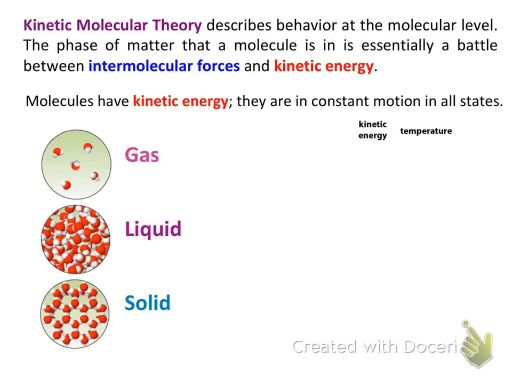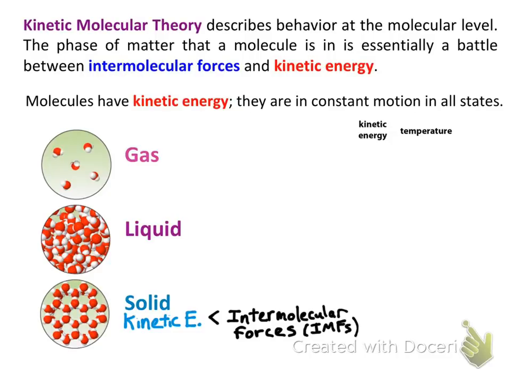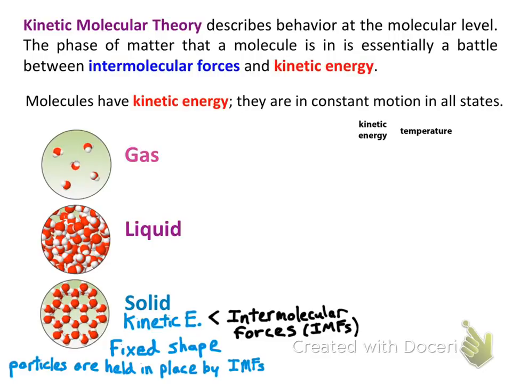With solids, the kinetic energy of the molecules is less than the intermolecular forces holding together the molecules. Solids are known for having a fixed shape. Why is that? It's because the particles are held in place by their intermolecular forces. Unless it's at 0 Kelvin, absolute zero, these molecules still have kinetic energy, but it's not enough to overcome the intermolecular forces that hold them together.